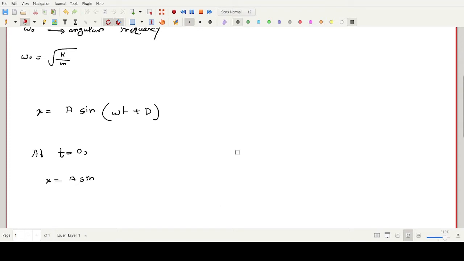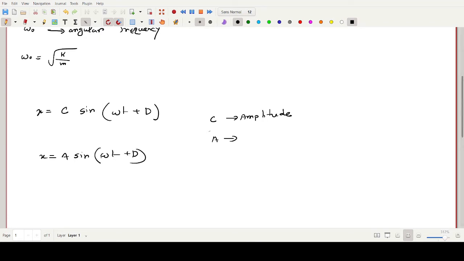Okay, so in my solution, I used C and D, and I already explained that C denotes amplitude, and we will use basically A instead of C. So we will use this formula: x equals A sine omega t plus d. This will be the solution for simple harmonic motion.